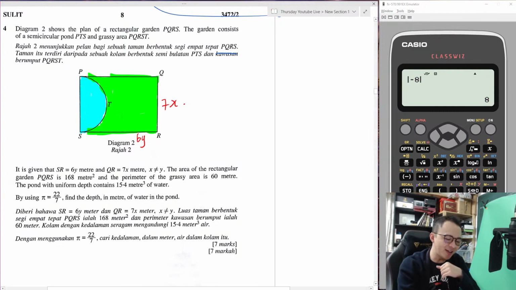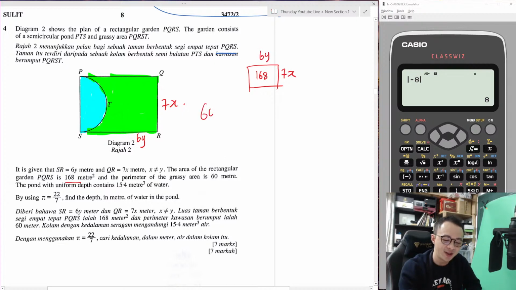Okay, it's given that SR equals 6y. The rectangular area of PQRS is 168 meters square. So this is 168, which is 6y times 7x. So I can form my first equation here. 6y multiplied by 7x is 168. This is the area given. 42xy equals 168.